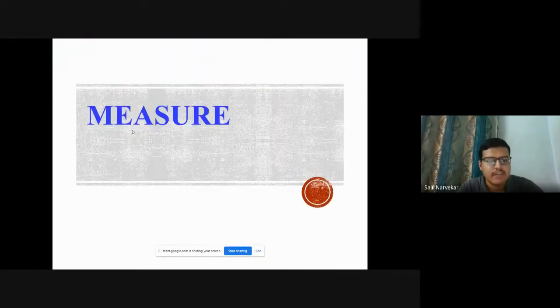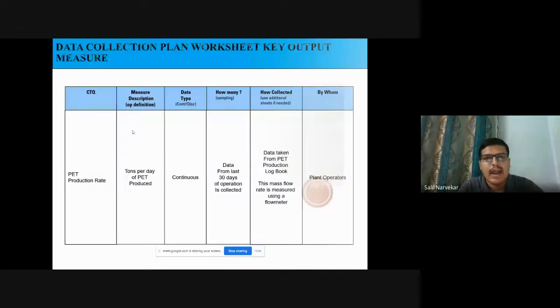Now coming to the measure phase. In the measure phase, we try to measure the current performance. And to measure the current performance, the most important thing you need is a data collection plan. Data can't be collected randomly, because data is very important in a Six Sigma project. In Six Sigma, all the decisions we try to take are on a quantitative basis and not a qualitative basis. That's the entire goal of Six Sigma here. Data should be the key to everything.